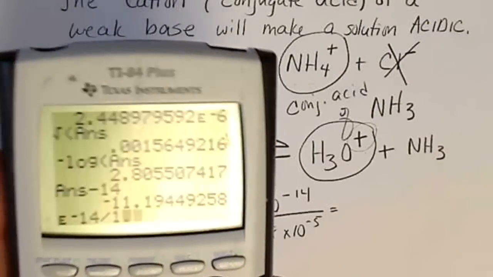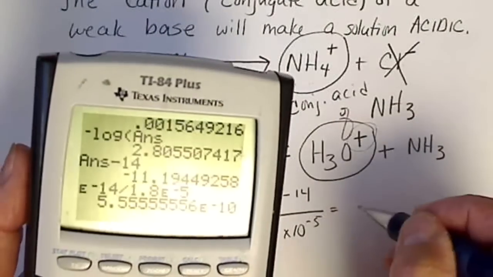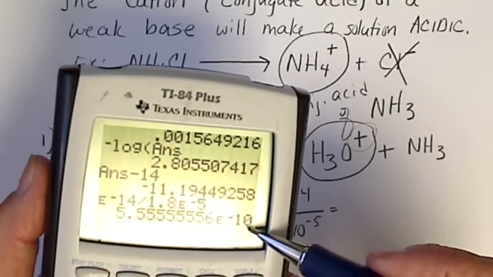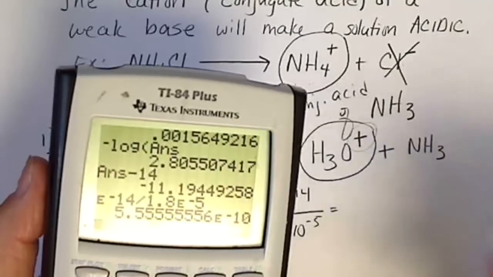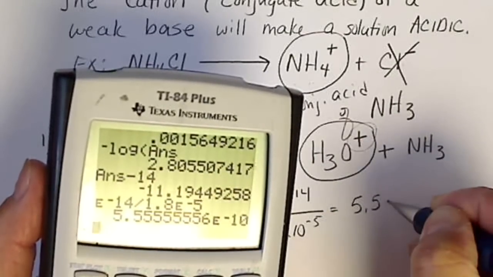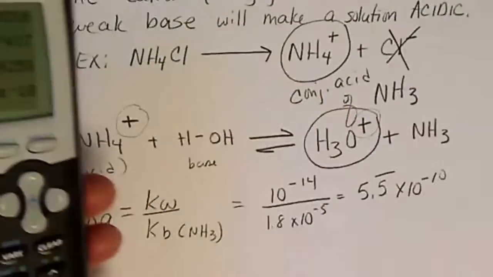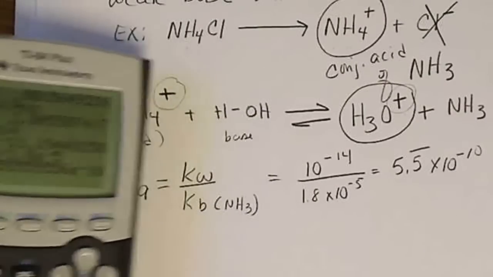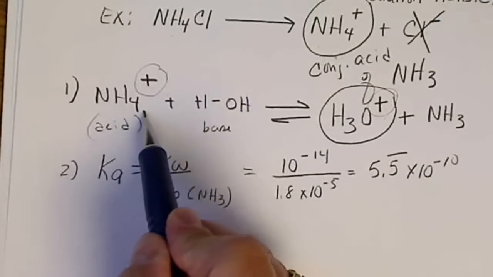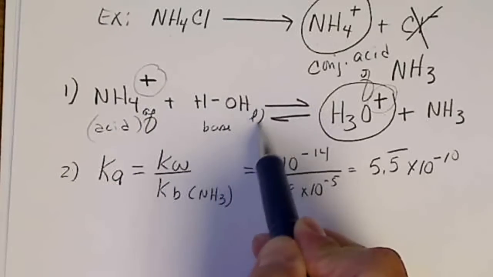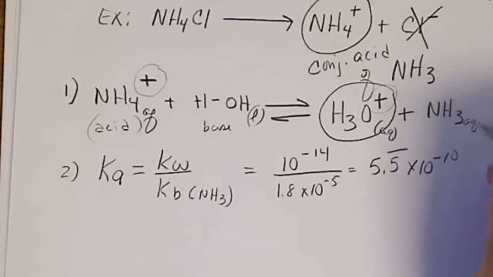So if we calculate that, 10 to the negative 14 divided by 1.8 times 10 to the negative 5, that Ka value is relatively small, 5.5 times 10 to the negative 10. So this solution should not be very acidic, probably in the 6 region. I'm going to leave this number in the calculator. And if we take that and write the equilibrium expression, this is dissolved in water, aq. This is a pure liquid, so it does not enter into the expression. This is aq. This is also aq.